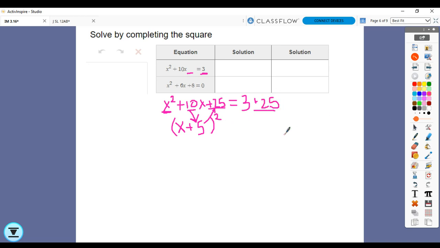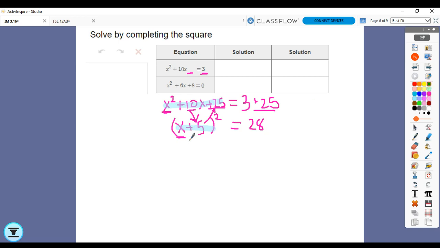So what we just did here, and I'm going to go ahead and add the right side, 3 plus 25 is 28. Our goal is to convert the polynomial into a perfect square, because now we just have a single x, and I can solve it by using square roots and inverses to get x by itself.